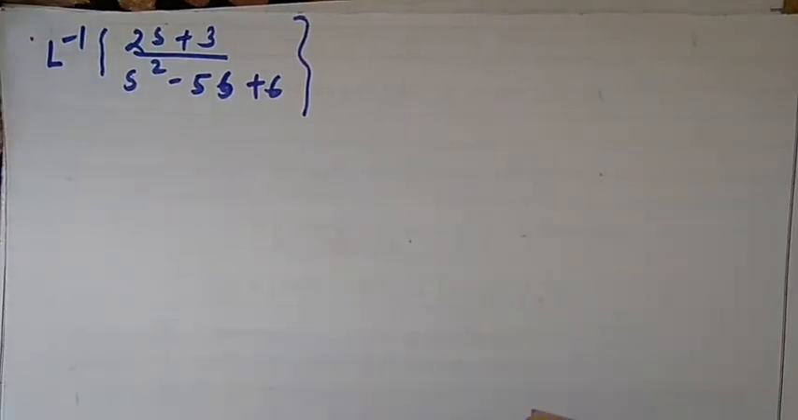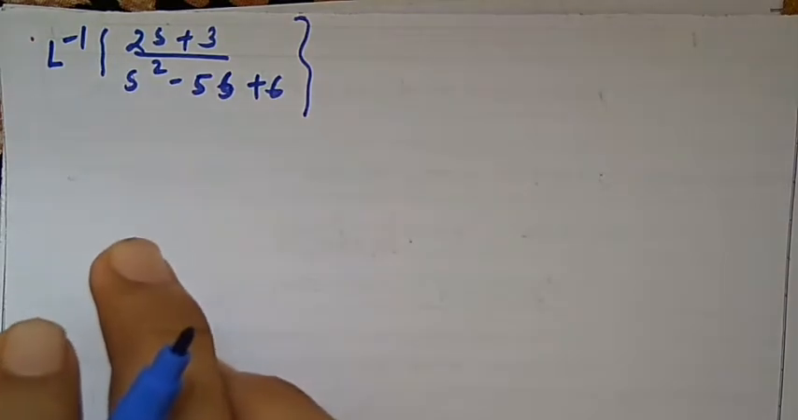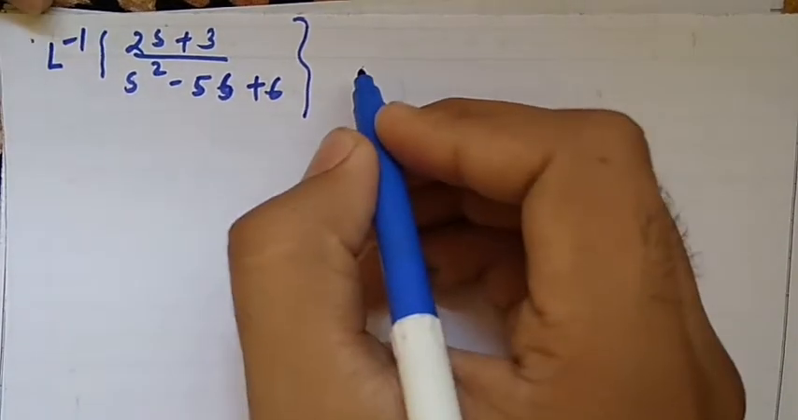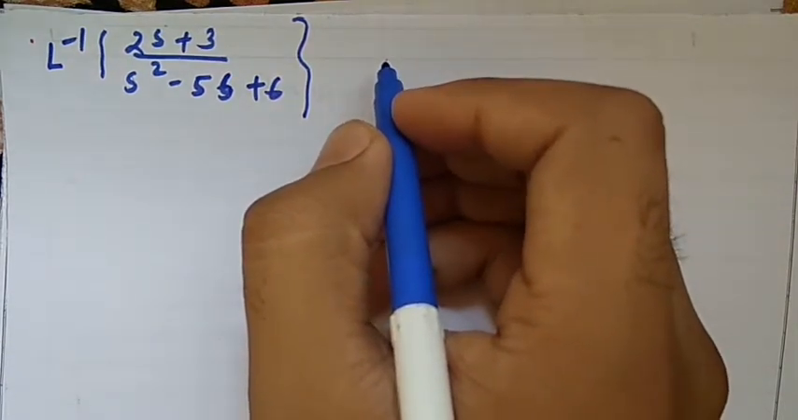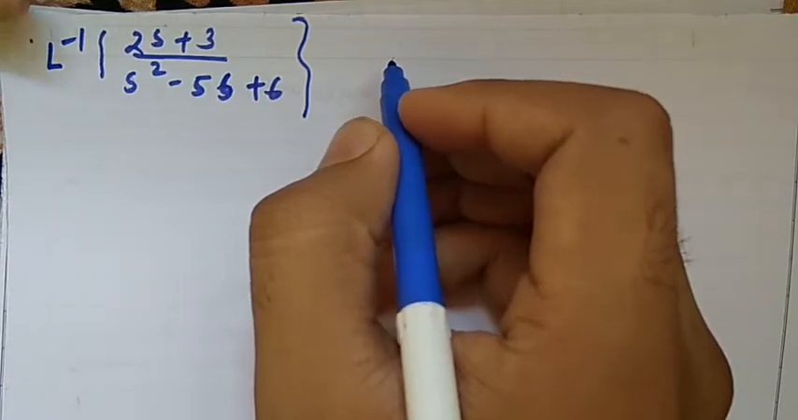Here is our question: find the inverse Laplace transform of (2s plus 3) by (s square minus 5s plus 6). Okay, let's do it. There are two methods to solve it. I will solve it in the lengthy process, and I'll also say what the shortcut process is.